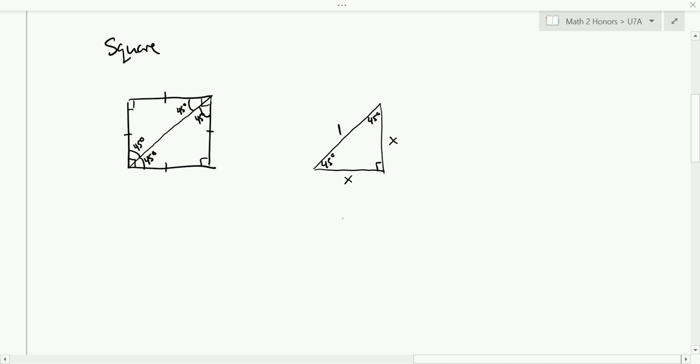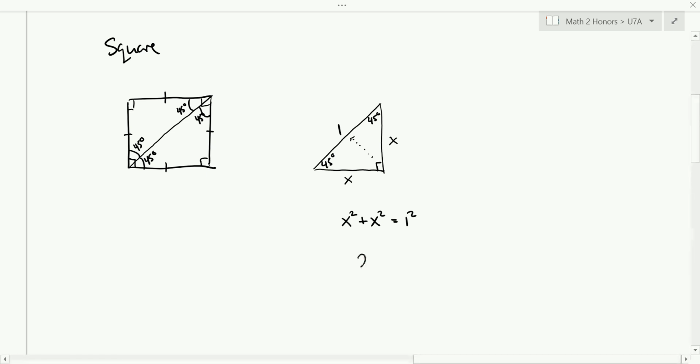So Pythagorean theorem says that x squared plus x squared would equal 1 squared. Right? A squared plus b squared equals c squared, where c is your hypotenuse, the longest side. And your hypotenuse is always across from the 90-degree angle. That's why I know that 1's the hypotenuse. So what is x squared plus x squared? 2x squared.